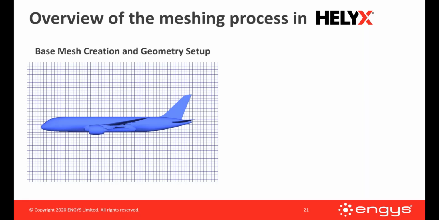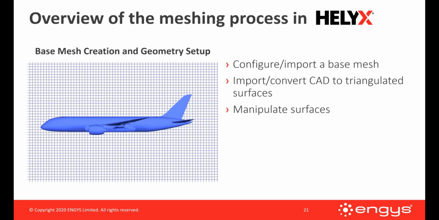So the first step in meshing is we need to provide a base mesh. Because HELYX is using a cut cell approach, we have a base mesh, and then we can either create it in the GUI or we can import the base mesh. Then we need to import or convert our CAD to a triangulated surface. And once we've imported those triangulated surfaces, then we can manipulate them, like scaling them, rotating them around. We can split off different surfaces that might become different boundary conditions.